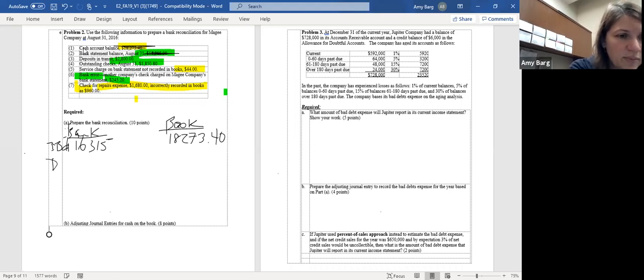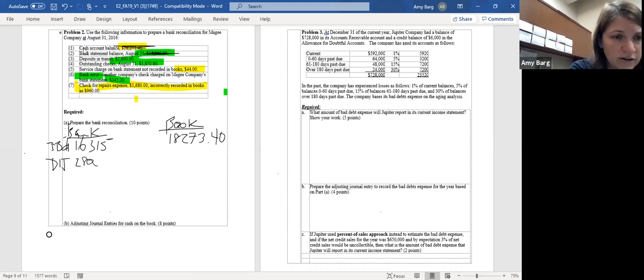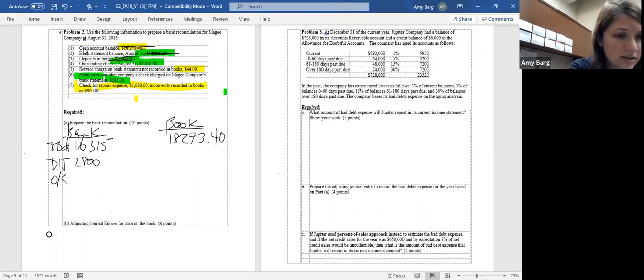So if we have a deposit in transit, that means that that's a deposit that they haven't actually credited to our account yet. So that means that that's something that needs to be added. So deposits in transit of $2,800 need to be added to that balance because they haven't been added yet. And outstanding checks are checks that we've written, but people haven't cashed yet. So outstanding checks are something that would get subtracted from our account. And right now there are $1,850.8 that need to come out.